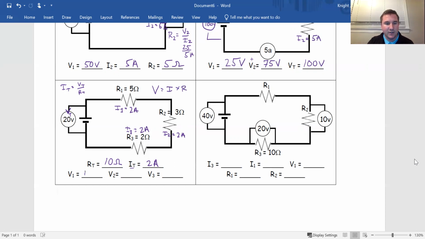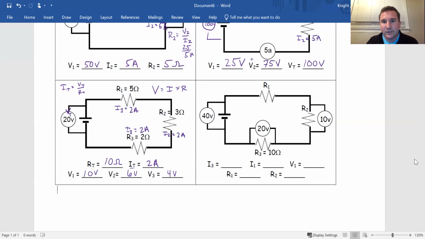5 times 2 is 10. 3 times 2 is 6. And 2 times 2 is 4. And 10 plus 6 plus 4 is 20. That checks out. Our voltage components add to the total voltage. Easy. Last one. All right, let's check this one out a little bit.